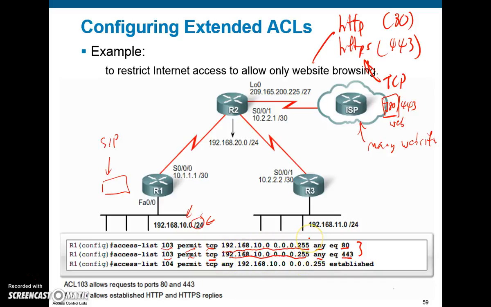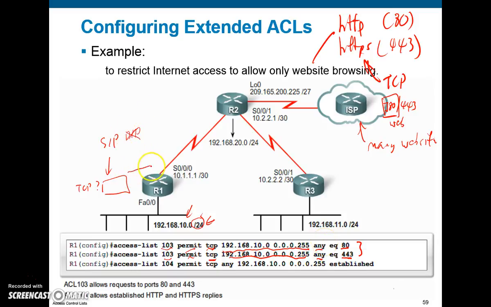Okay, he will check the protocol. Is this a TCP packet? Okay. He will check the destination. Now destination is interesting. Destination is any. This means that he does not need to check the destination. So the destination IP address can be any IP address. This means I do not need to check.